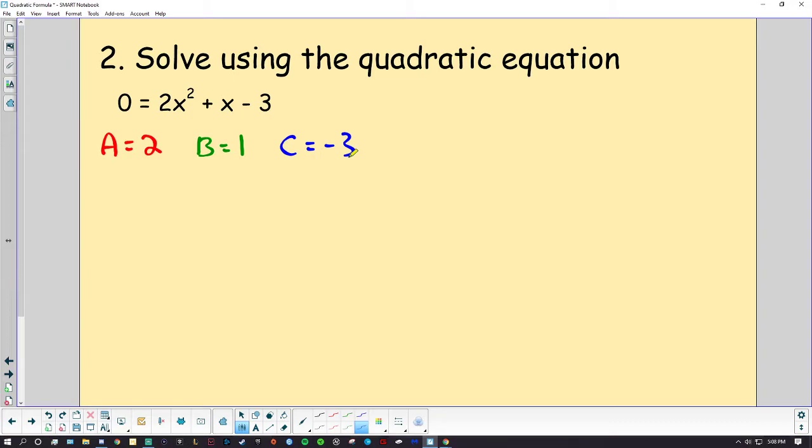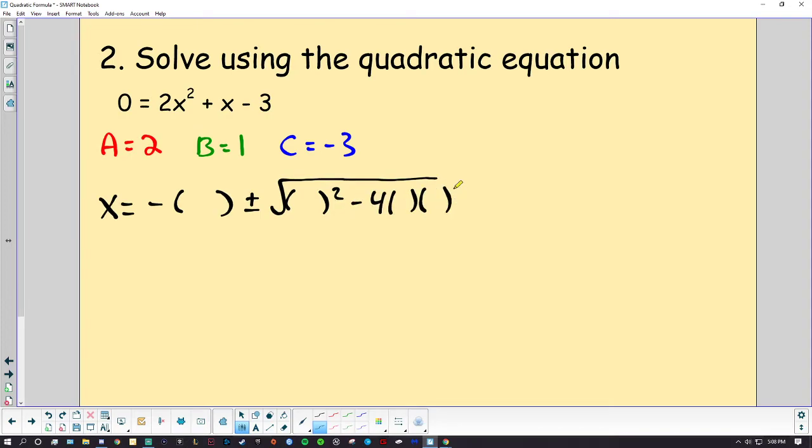-3. Perfect. We have our A, B, and C, which leaves us to plugging everything into the quadratic formula. I have x equals negative b plus or minus the square root of b squared minus 4ac, all over 2a. So let's plug everything in. 1 is our B value, so let's put our 1's in. Our A value was 2, so let's put our 2's in. And our C value is -3, let's put our -3 in.